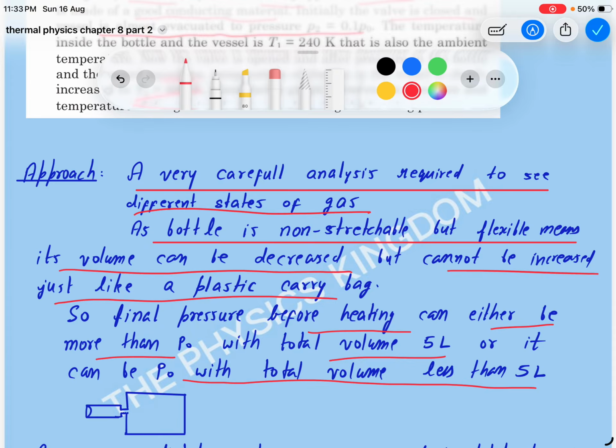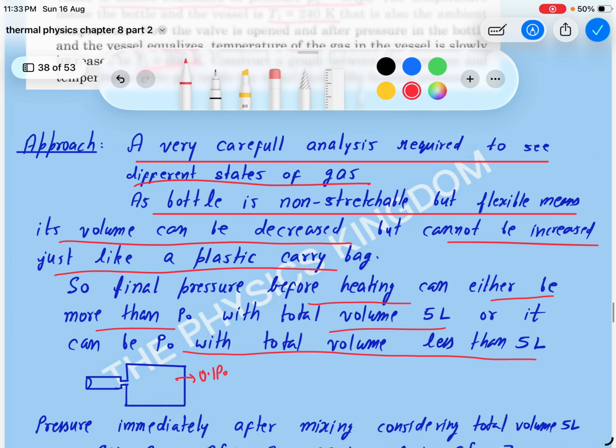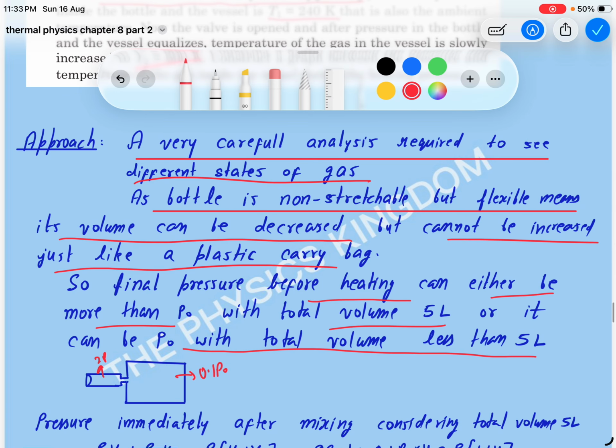Now let's understand. Here pressure was very less, 0.1 P naught, and here pressure was 2 P naught. Now if I am mixing them, if I open this valve, what can happen? The gas from the bottle will go into the vessel, so because of that, the pressure of the system will decrease. Up to what value can it decrease?